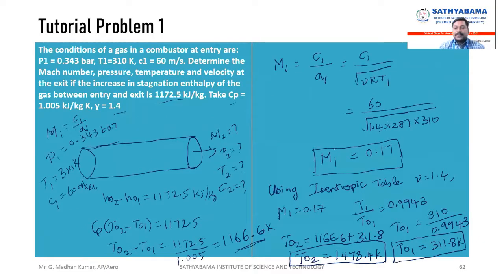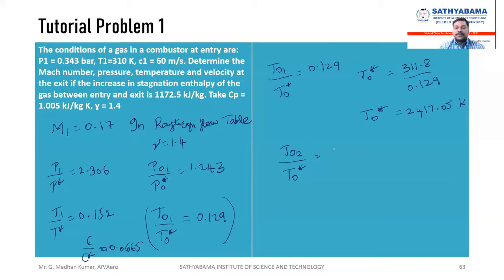T naught 2 is 1478.4. So 1478.4 divided by T naught star, 2417.05. Okay, what is the answer? What is T naught 2 by T naught star? Yes, it was 0.611. Okay, so 0.611. Very good.